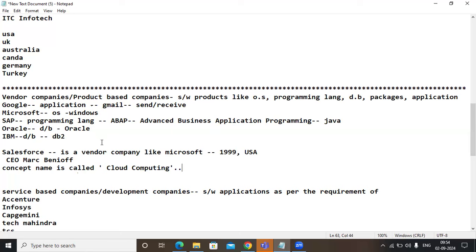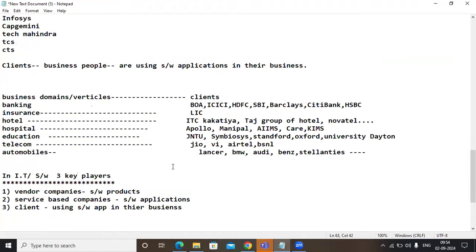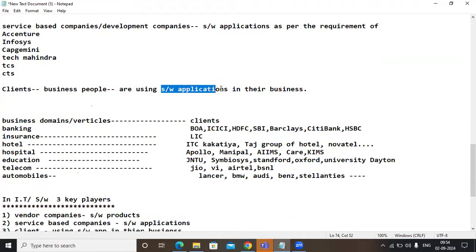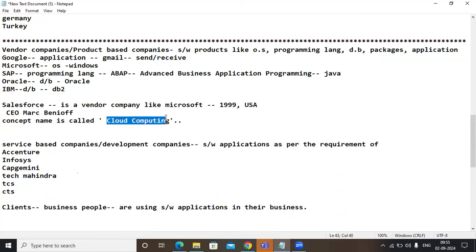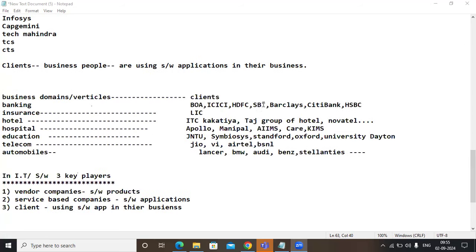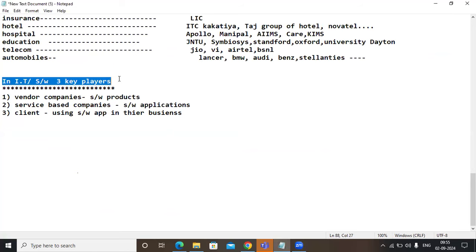In tomorrow's session, I will discuss what cloud computing is. Before that, I need to discuss the advantages of using software applications, why business people use software applications in their business, what the difficulties are, and how we can overcome those difficulties through cloud computing. Today's class is very simple. I just discussed who the important persons in the IT industry are. That's the only point we discussed today.